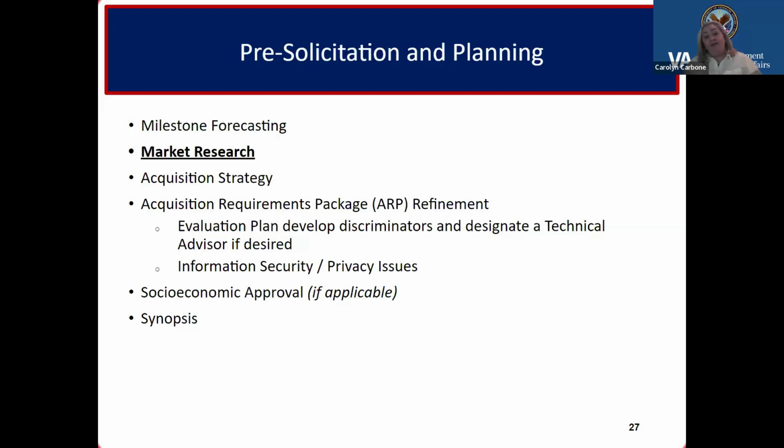And then you might have to synopsize, depending on how you're going to buy your services or products. You might have to synopsize the effort out on SAM.gov on contracting opportunities prior to issuance of the solicitation. But you may be able to, and your contracting officer would be able to help you with this, do a combined solicitation synopsis, which would help streamline the process as well. We'll go to the next slide.